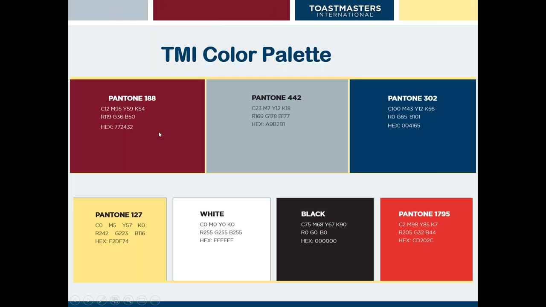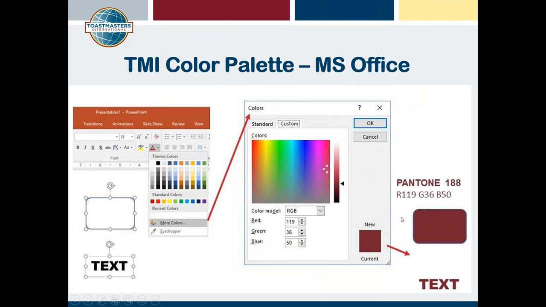Okay, so you see there the burgundy, the gray one, the dark blue one, the yellow, white, black, and the light red one. If you see, there is the hex or the RGB color scale or CMYK. For example, if you are using PowerPoint and you want to find the color of one of the colors, it's in the RGB scale: 119, 36, 50. When you go and find out the color, you can easily put this color and the color will come to you. You don't have to go look for it. It's easily recognizable and easily identifiable for everyone.